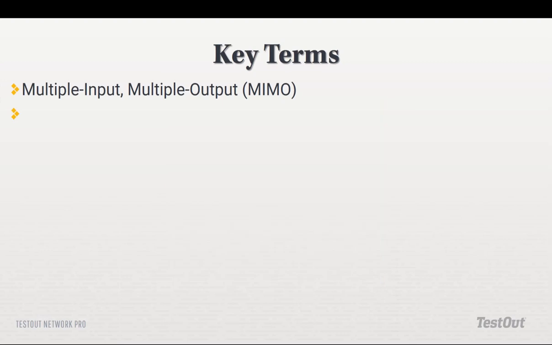So here we have multiple input, multiple output, and that's nothing more than an access point that has several antennas that you can communicate through each one. You can have up to 4, and you can actually have some doing input and some doing output.